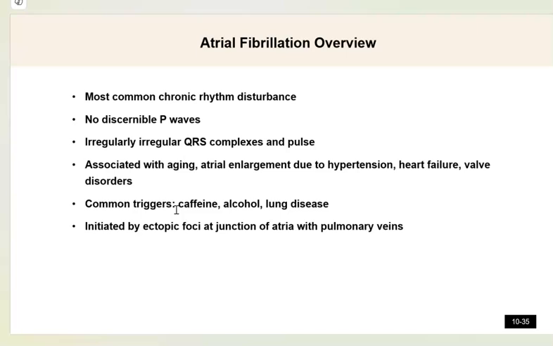Sometimes you get AFib in the elderly and you cannot find a cause. People can also get AFib, though, from too much caffeine, too much alcohol, or severe lung disease. It can also be initiated by ectopic foci at the junction of the atria with pulmonary veins.